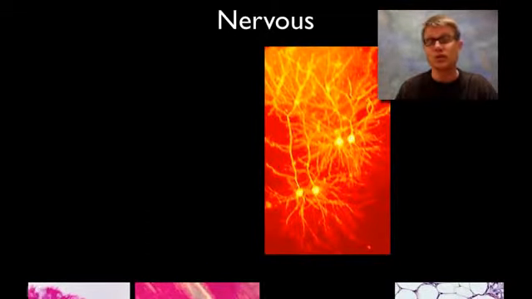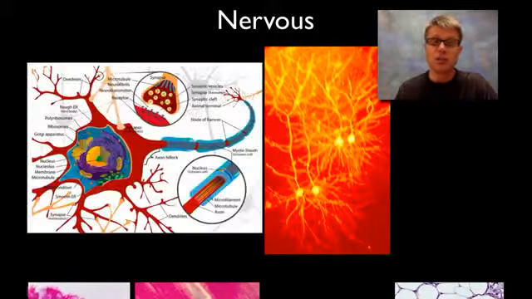Next, we've got the nervous tissue. Nervous tissue is going to send quick signals throughout your body. It's basically made up of neurons and then some glial cells that'll help out with that.